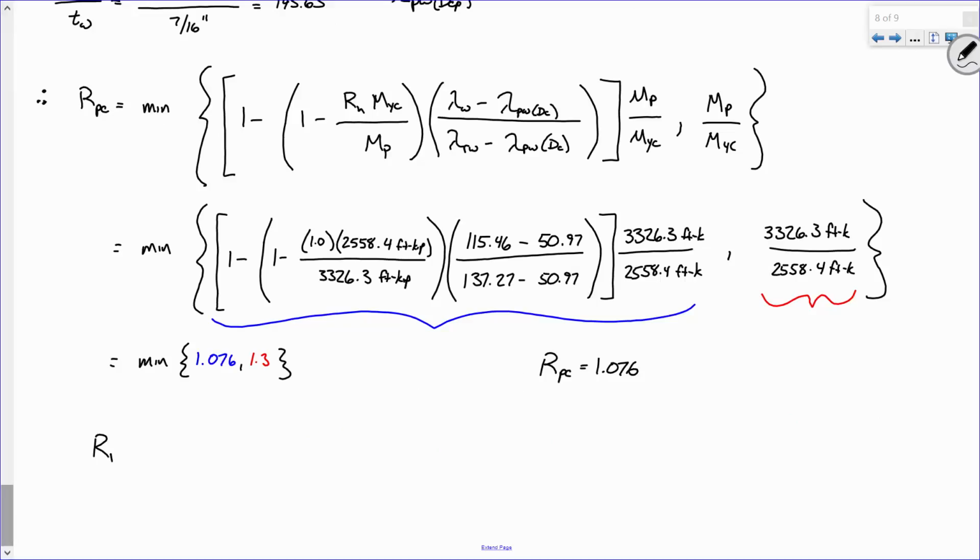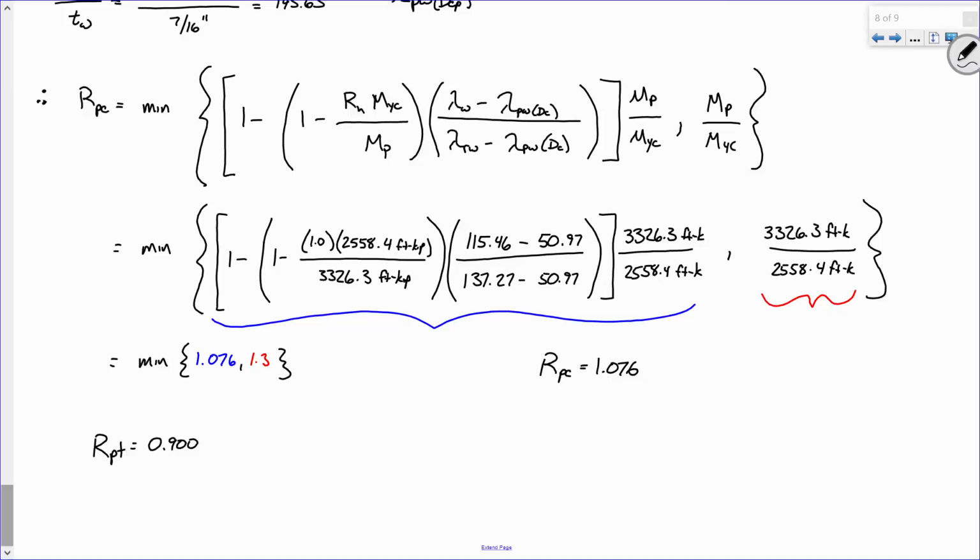Now, RPT is calculated the exact same way. Instead of dealing with MYCs, we deal with MYTs. So it's literally the exact same thing. If you go through and do the math, you're going to find that this comes out to be 0.90. So if you want, I can go through the exercise, but literally replace your MYCs with MYTs and plug and chug. Everybody okay with that? All right. Any questions?